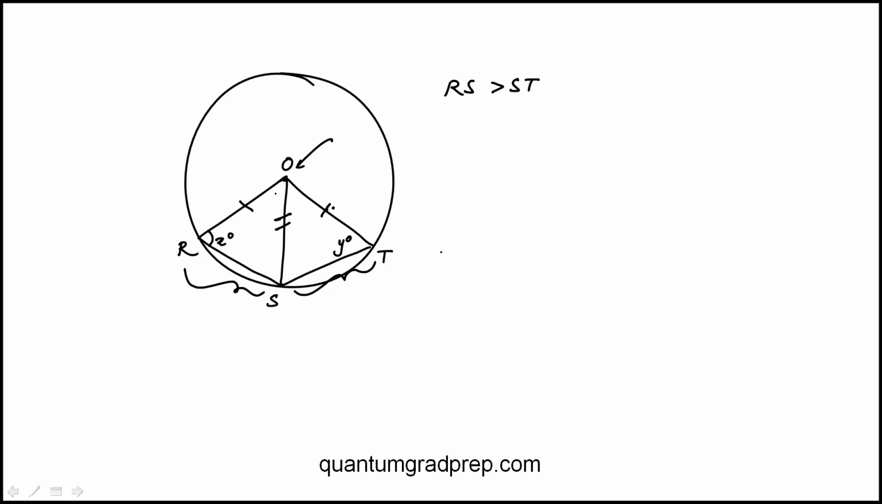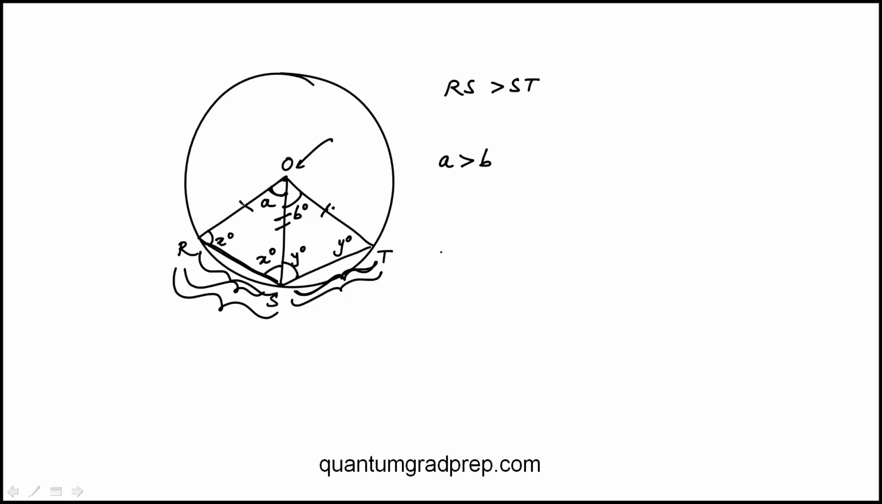And let's see, this angle would also be x, and that angle would also be y. So we're told that this RS, which is this segment, is greater. That also means that the arc length is greater. This means that, let me call this angle A, this is B. Angle A would be greater than B because that arc length is larger than this arc length. So the angle that it subtends would be greater.